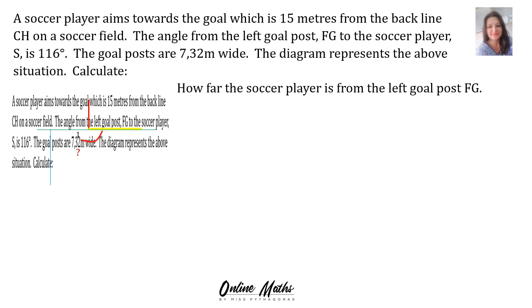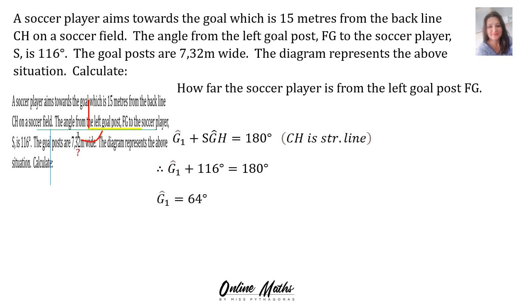Now, first of all, do you agree we can work out the size of angle G1? And we can do that by saying G1 plus angle SGH is 180 degrees. That's the 116 degrees angle. And the reason we can say they are 180 degrees is CH is a straight line, so they are angles on a straight line. In SGH's place, I substitute 116, its size, and therefore G1 is 64 degrees. And remember, once you know the size of an angle, fill it in on your sketch.